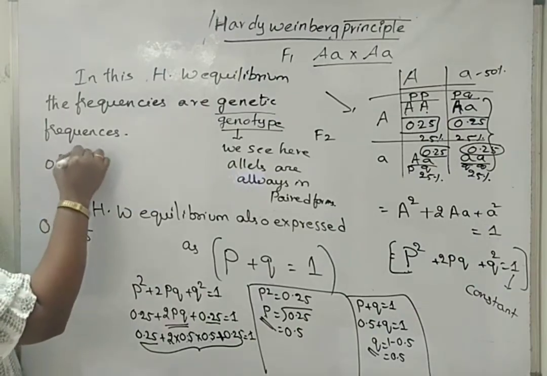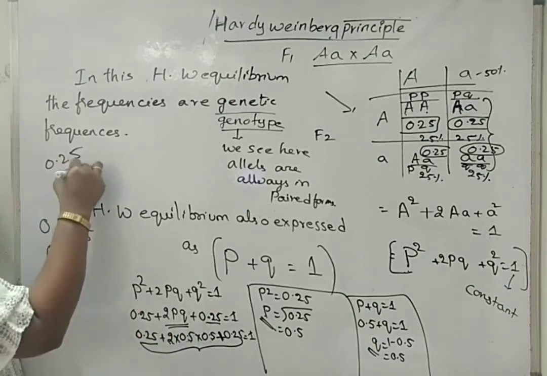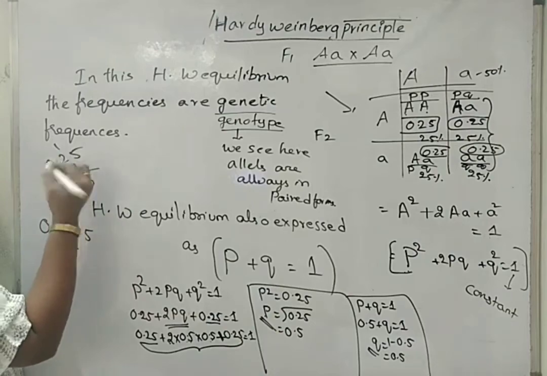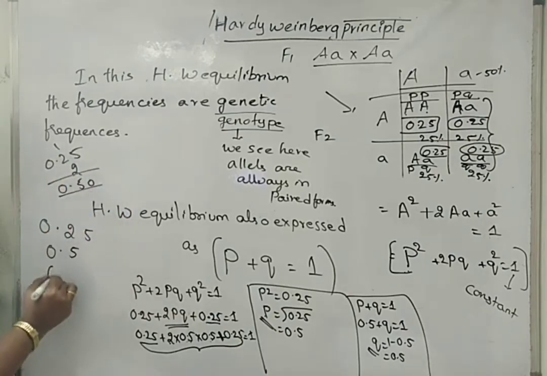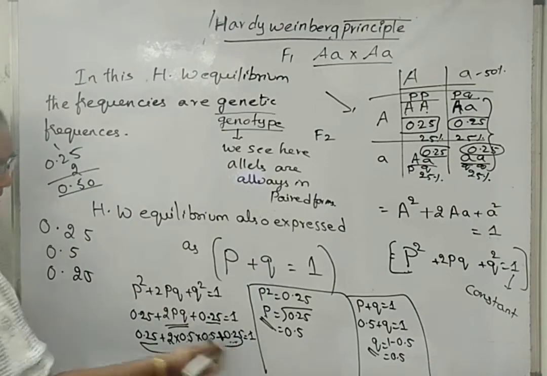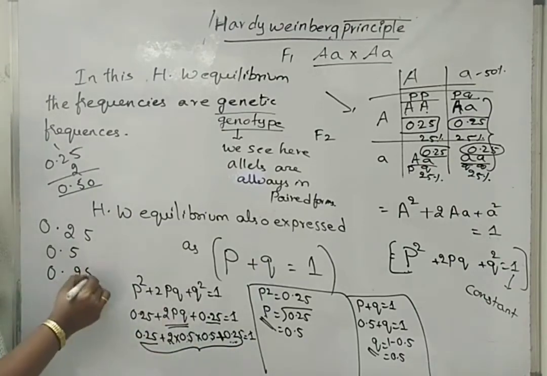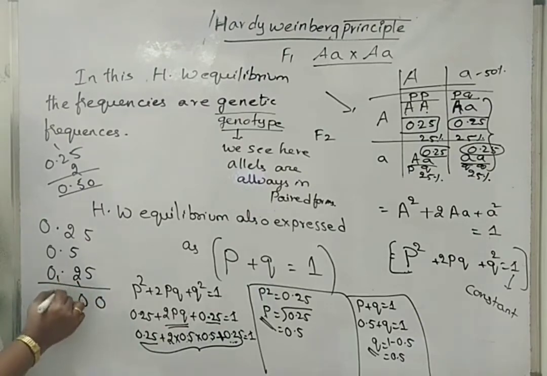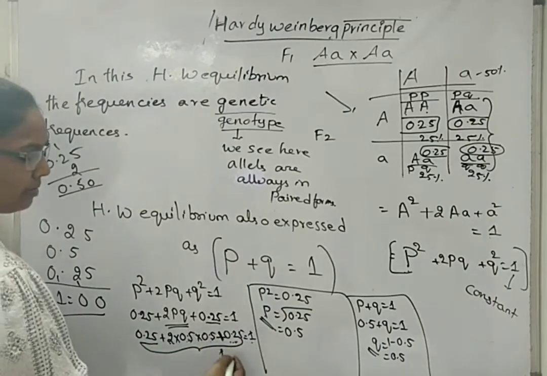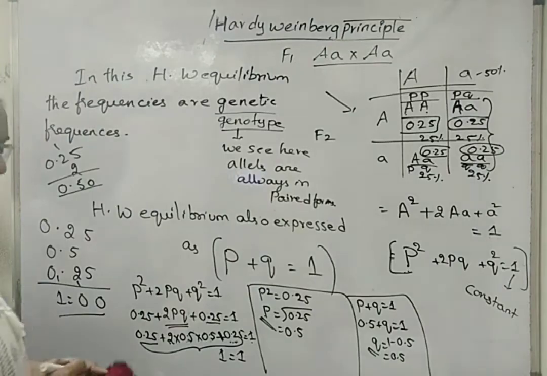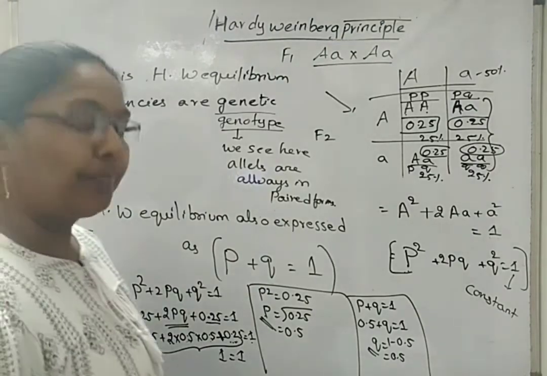If we calculate also 0.25 into 2, 2 5s are 10, 2 2s are 4, 5, 2 zeros are 0. 0.5 only we got. Again we are adding the homozygous recessive, 0.25. Then the answer is 1. We got 1 is equal to 1. So in this way we can calculate Hardy-Weinberg equilibrium.